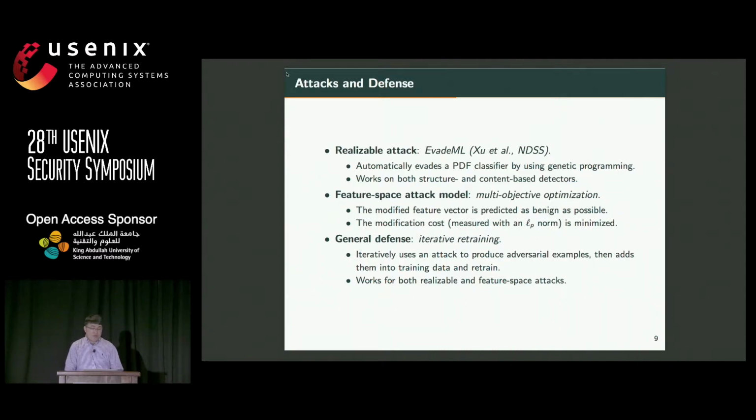To build a robust machine learning model, we use a general defense approach called iterative retraining. The basic idea behind iterative retraining is that we iteratively use an attack to produce adversary examples, then add those adversary examples back into the training data, and then retrain the classifier. So iterative retraining is very general. We can use both realizable attacks or feature space attacks to combine with iterative retraining.